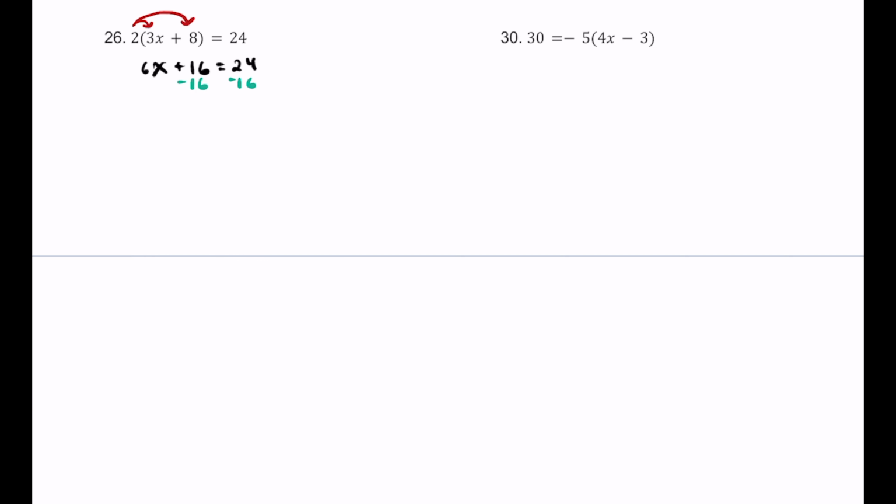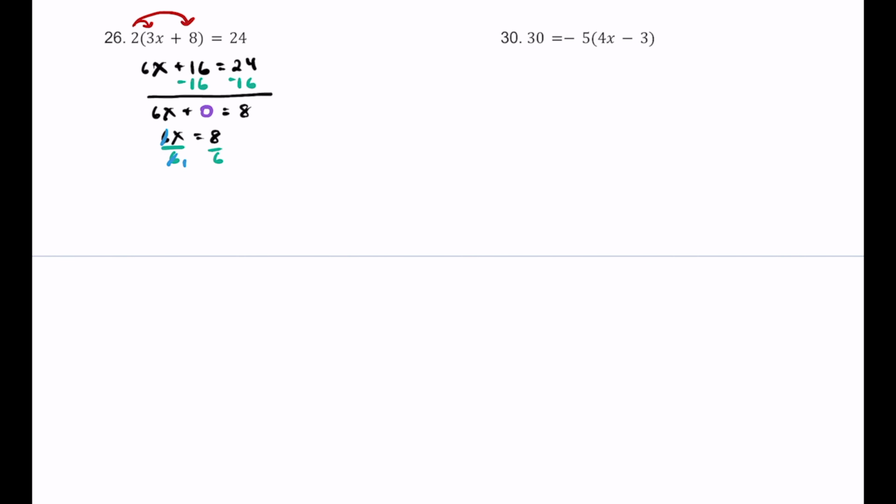First, subtract. Minus 16, minus 16. We're going to get 6x plus 0. And on the right side, 24 minus 16 is going to equal 8. Dropping the 0, we're going to say 6x is equal to 8. Then we can use the division property of equality and divide both sides by 6.